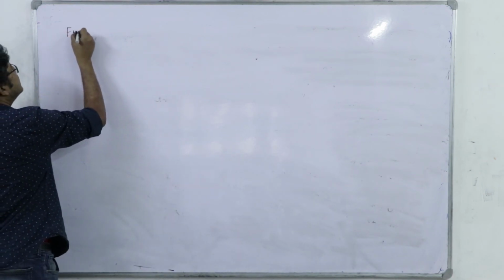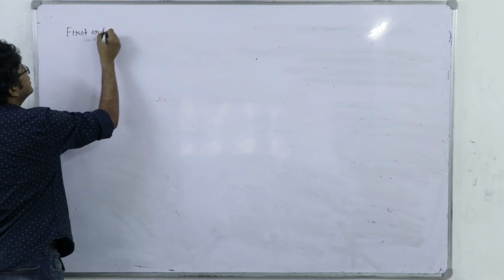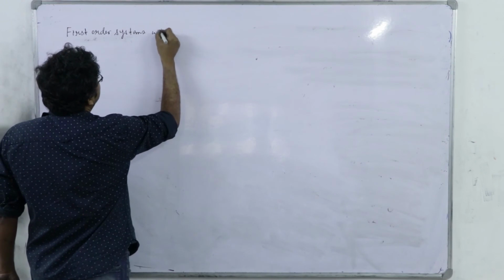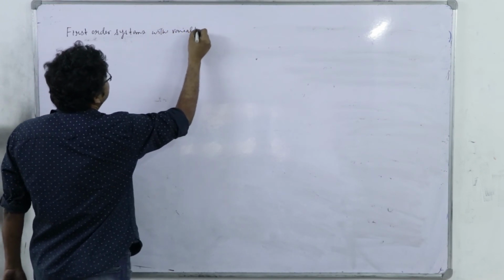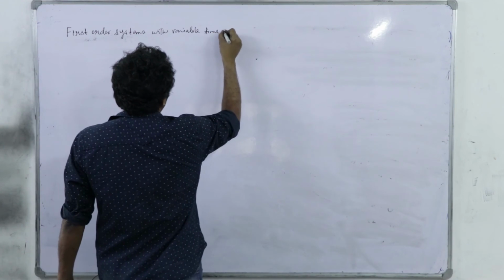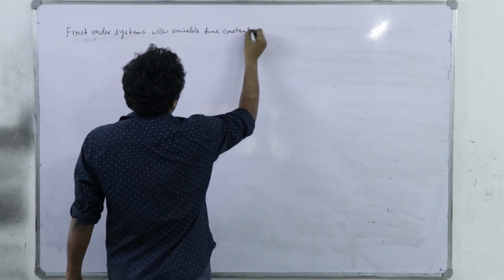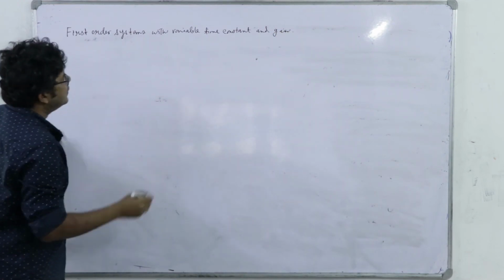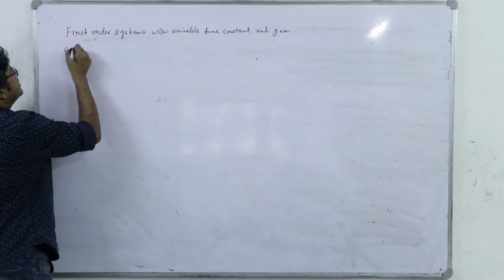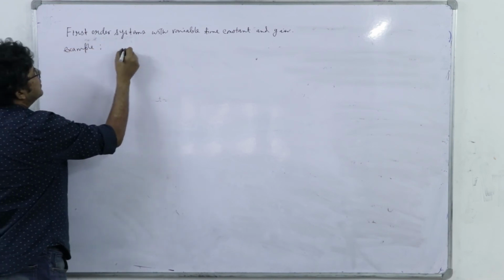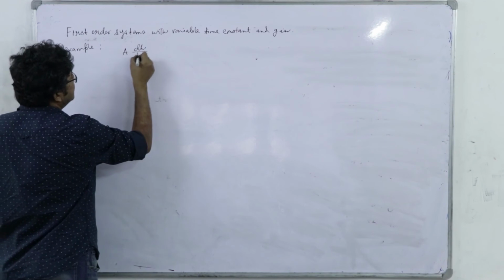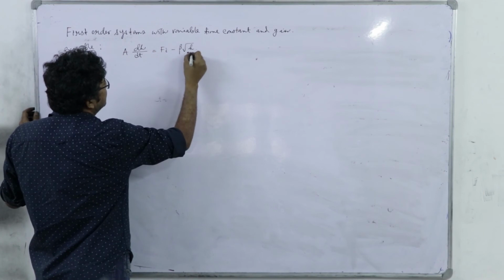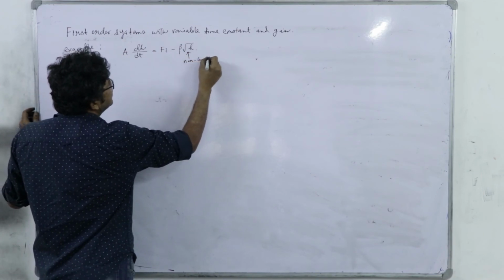So the point of discussion is first order systems with variable time constant and gain. So let's directly go by an example. That is A dH/dt is equal to Fi minus beta root h, a non-linear valve.